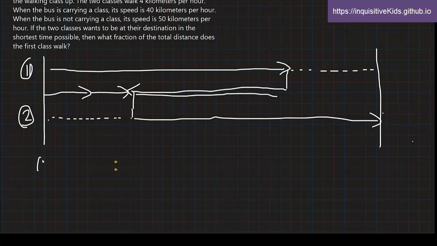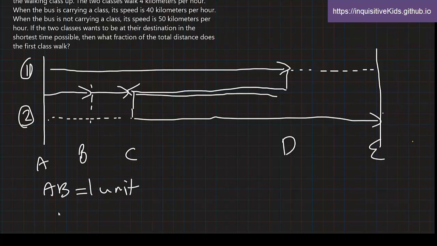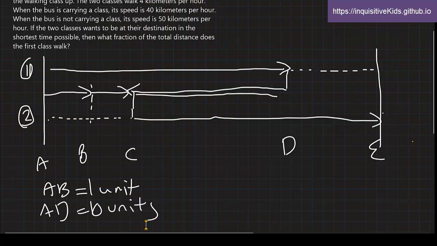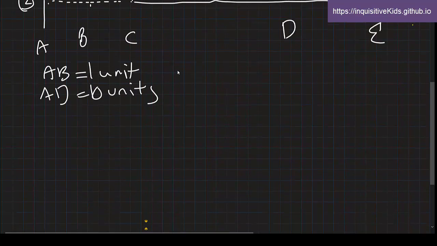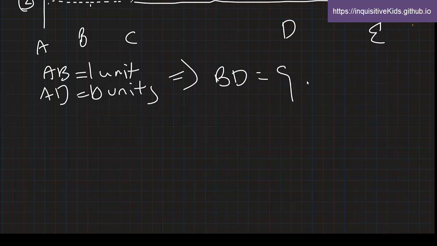So I'm going to call this point A, this point B, this point C, this point D, and this point E. We can first let AB be equal to 1 unit and let AD be equal to 10 units, according to the ratios that we are given in the problem. And that gives us BD equal to 9 units, right? You subtract 1 from 10, you get 9 units left.